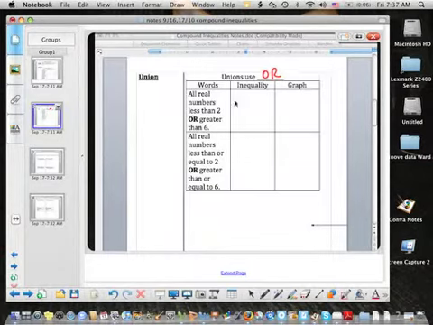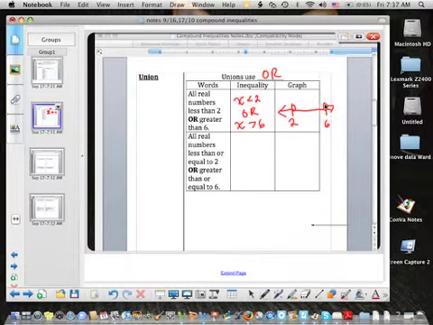So all real numbers less than 2 or all real numbers greater than 6. It has to be one or the other. It can't be both. So on our graph, we've got a 2 and a 6. Both have open circles. Our 2 is going to be shaded, or our arrow goes out this way because it's less than.